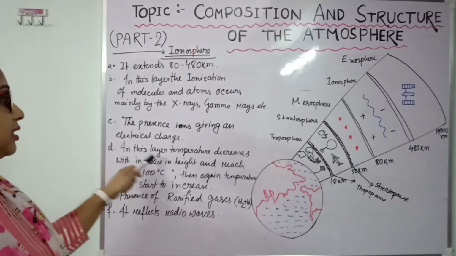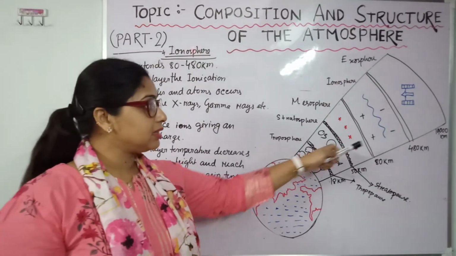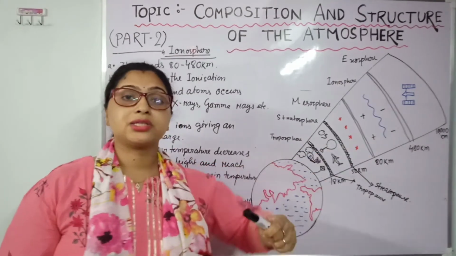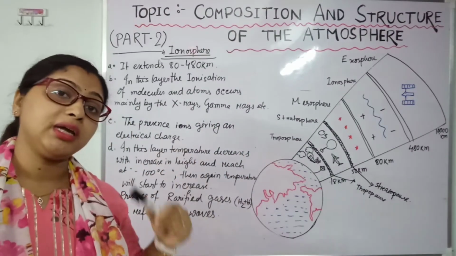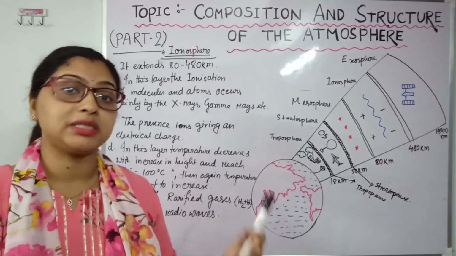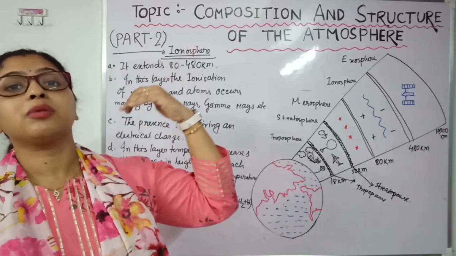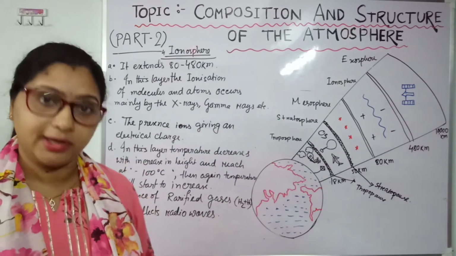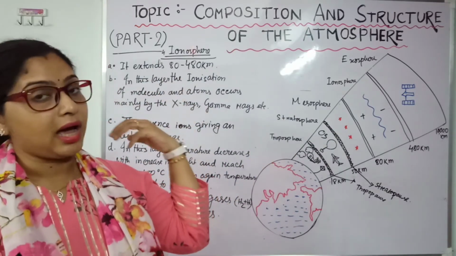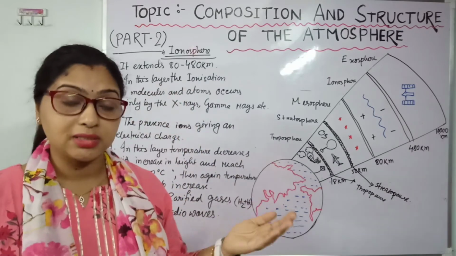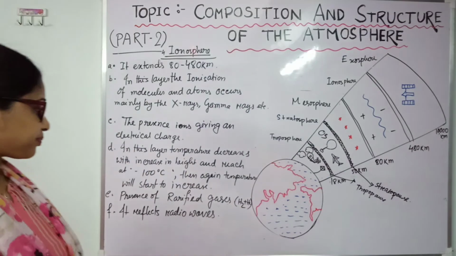Next is this layer, where temperature decreases with the increase of height. With the height it gradually decreases, and when it reaches minus 100 degrees centigrade, there is a sudden change: after a certain height, the temperature starts to increase with the height again. First it decreases up to a particular height, and when it reaches minus 100 degrees centigrade, the temperature starts to rise.